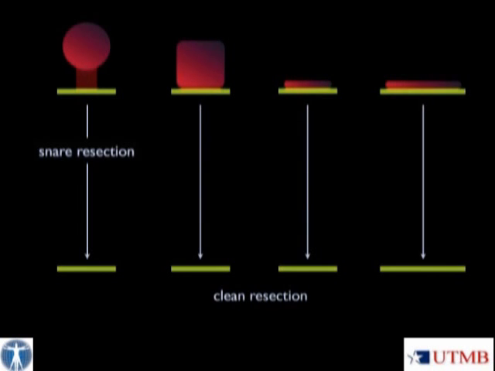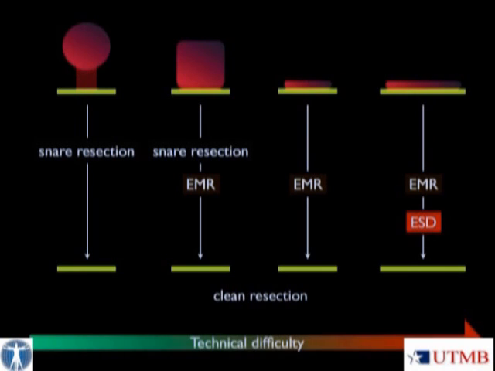Snare resection for pedunculated polyps, either snare resection or endoscopic mucosal resection for sessile polyps, endoscopic mucosal resection for flat lesions, and endoscopic submucosal dissection for lateral spreading lesions. Both endoscopic mucosal resection and endoscopic submucosal dissection are technically more challenging than simple snare resection of colon polyps.